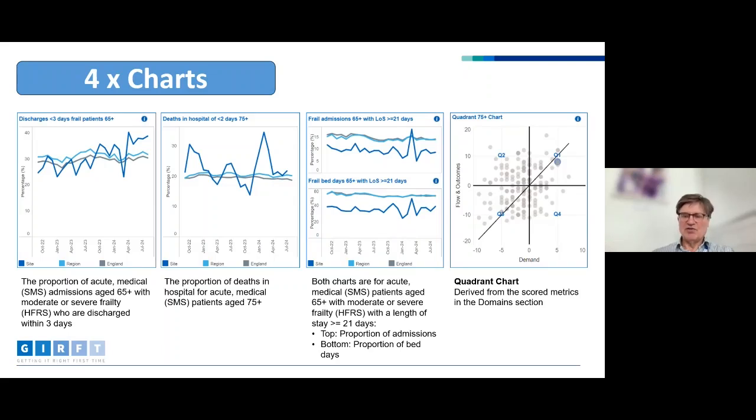The quadrant chart is the next along, and I'll leave Andrew to talk about that. But just to note, this particular trust has got the quadrant in the top right, which is the most favourable, which means you've got good flow and are in control of demand. Next slide, please.